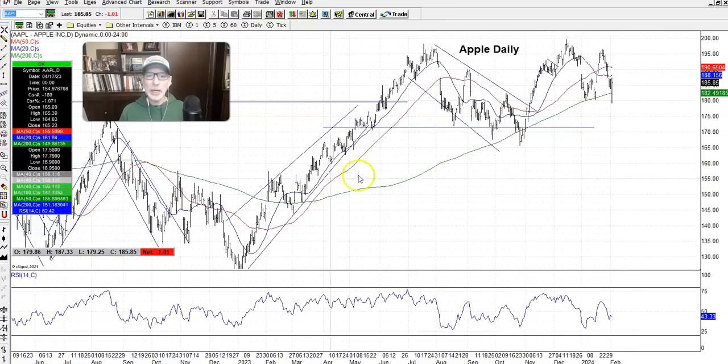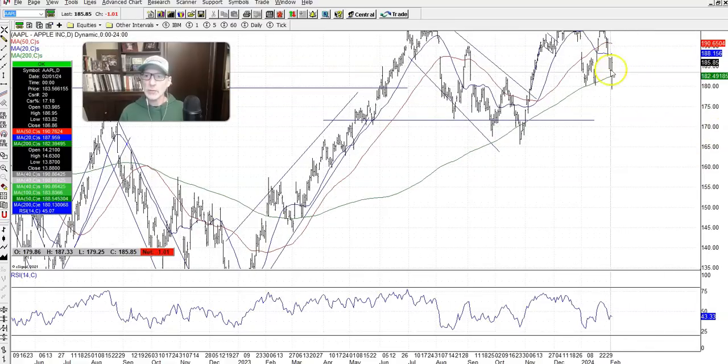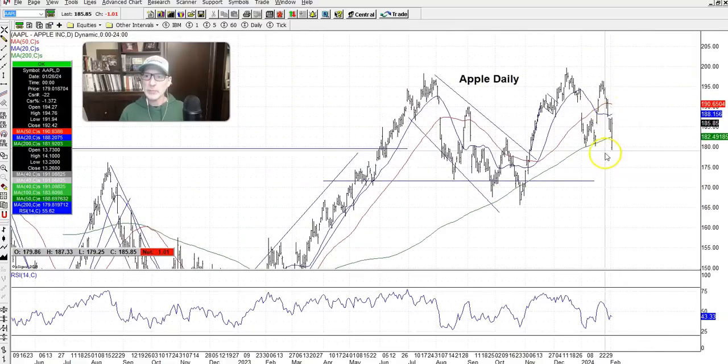Okay, numbers. Let's see, for Friday, it was down about $1 per share. You can see the big range here. This is all of Friday's trading, February 2nd. Big range. Started on the lows right around 180 and rallied back the rest of the day.